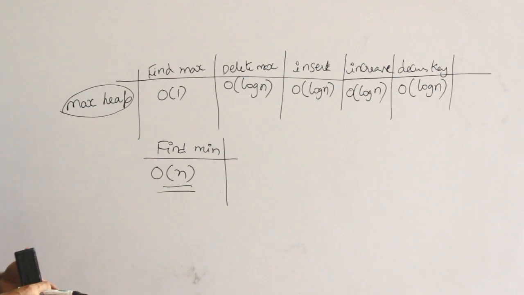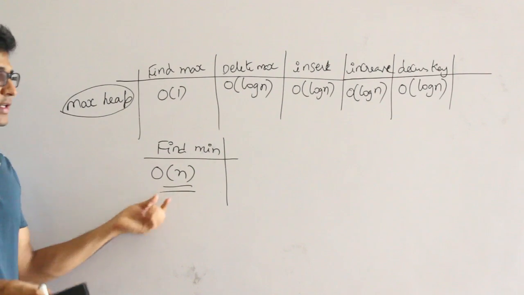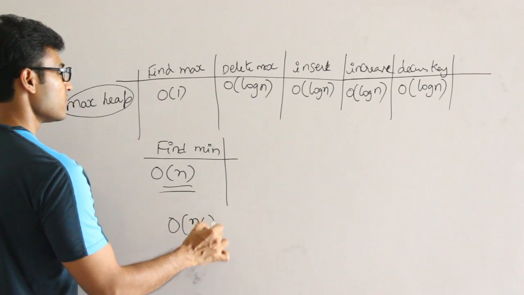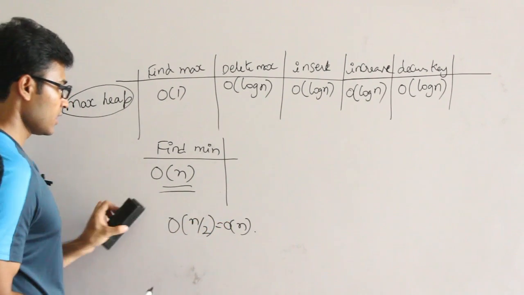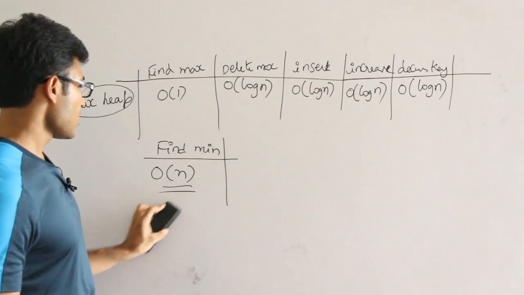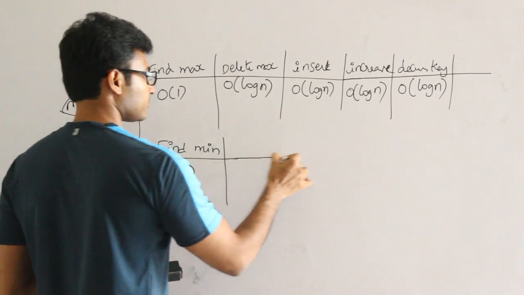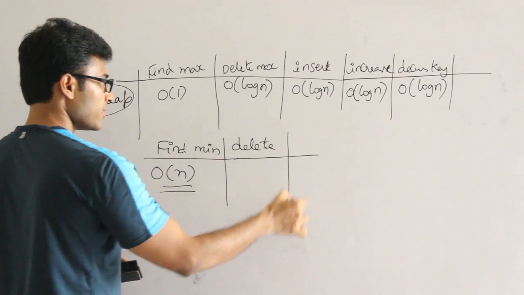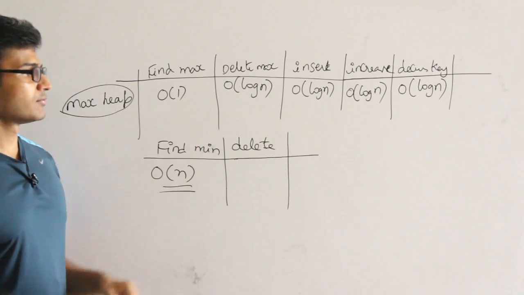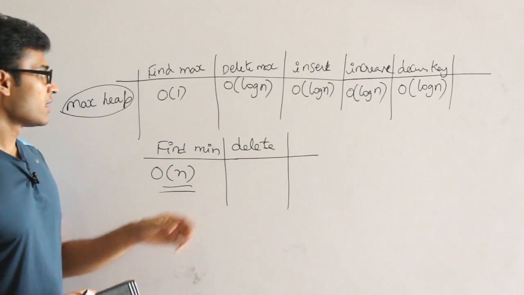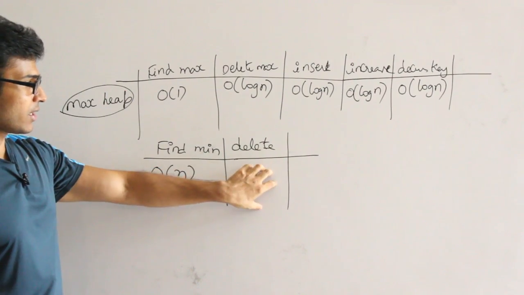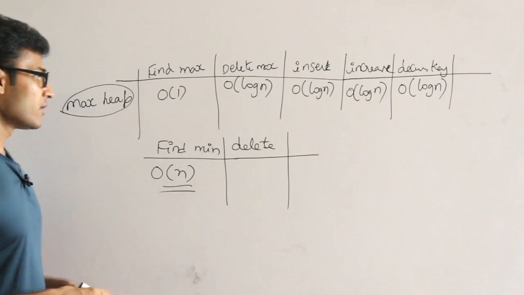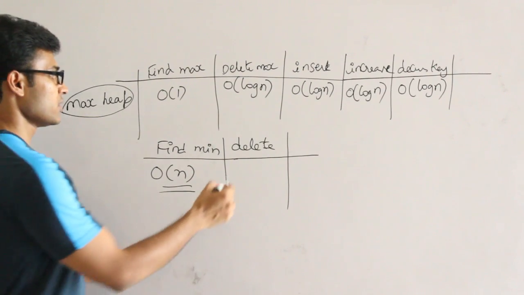One thing is for sure, the minimum will definitely be present in the leaves. Therefore you have to search only the leaves, but the leaves are still order of n by 2, isn't it, which is nothing but order of n searches required. So finding the minimum is going to take order of n. And if I try to delete a random element, then also it is not very feasible. The reason is that if I delete any value from the middle, that is going to entirely spoil the heap property. Therefore we might have to build the heap again.